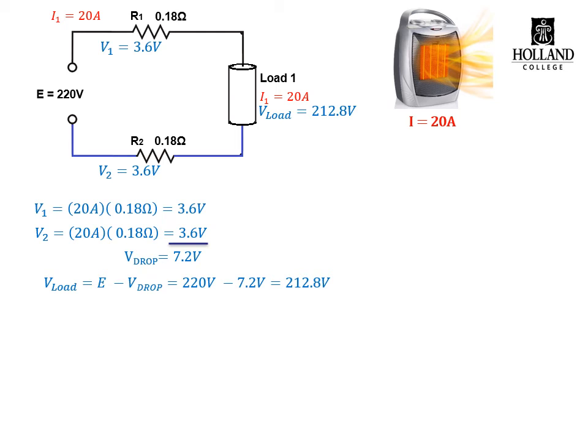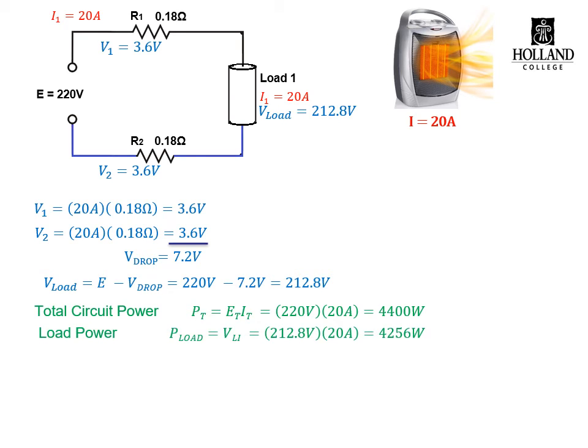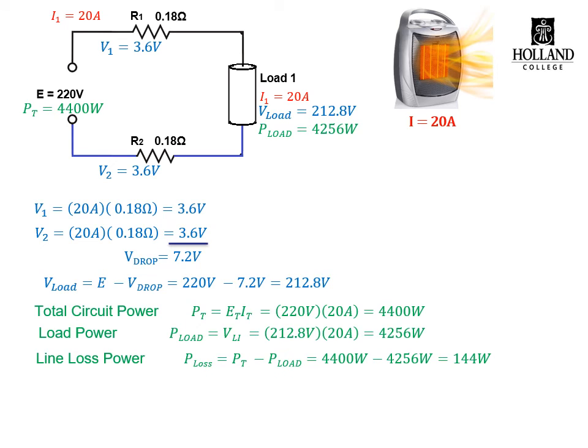Now that we have a load voltage, we can calculate all the powers. Total circuit power, E times I total, well, it's going to give us 4.4 kilowatts. The load power, or the output power, well, just multiply the voltage by the current, and that'll give us 4,256 watts. The difference between those two will be our line loss, which gives us 144 watts dissipated by our two wires together, which means that each wire is going to dissipate 72 watts individually.